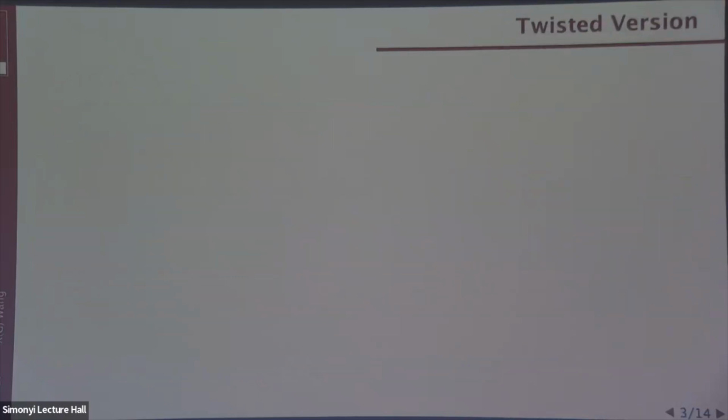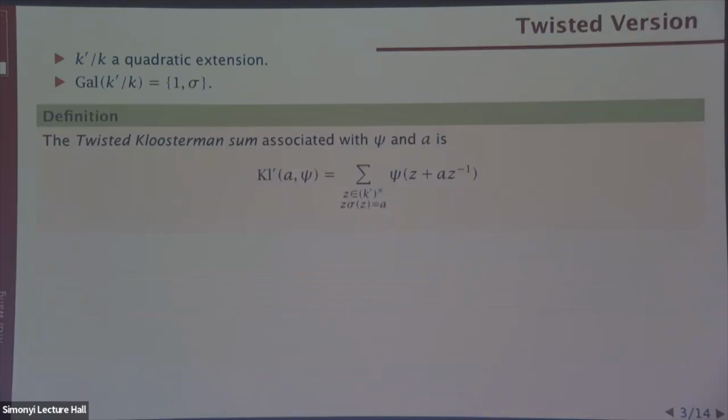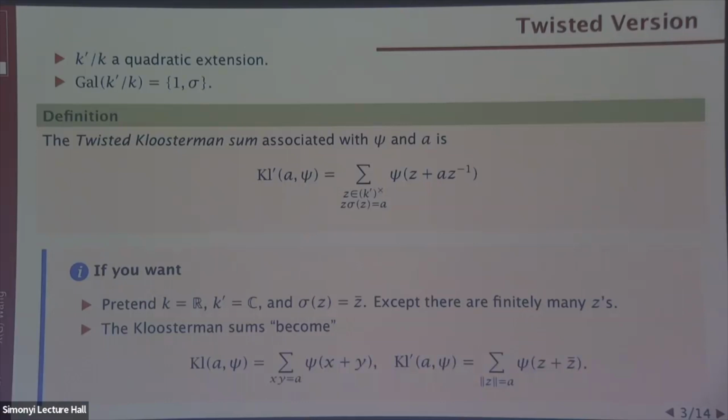We also have a twisted version of the Kloosterman sum. Let K' over K be a quadratic extension, and its Galois group is generated by sigma, which is the Frobenius element. The twisted Kloosterman sum associated with psi and A, so we still keep psi and A, is written this way. And instead of explaining the terms in the summation, I'd like to just rewrite things.